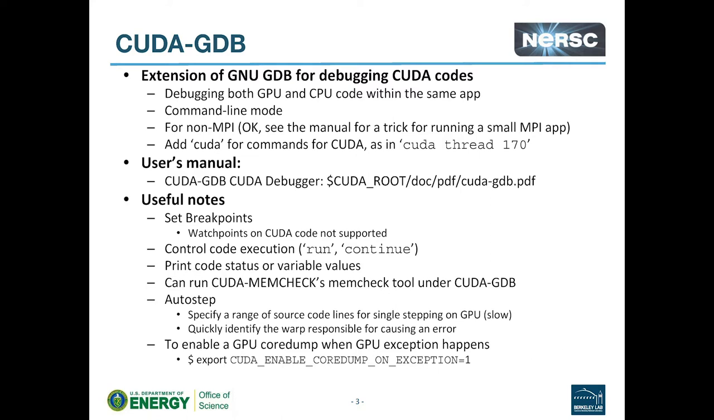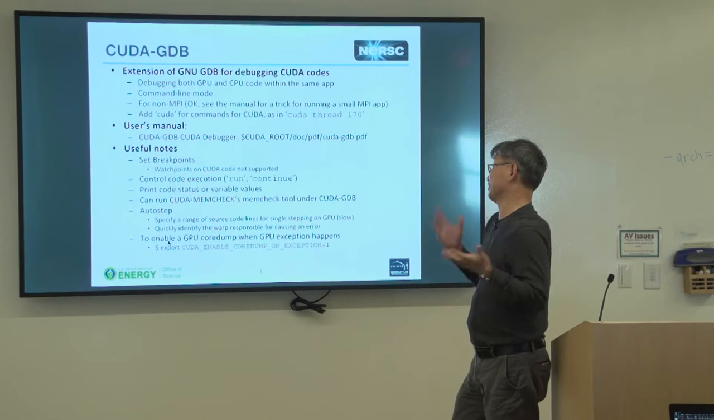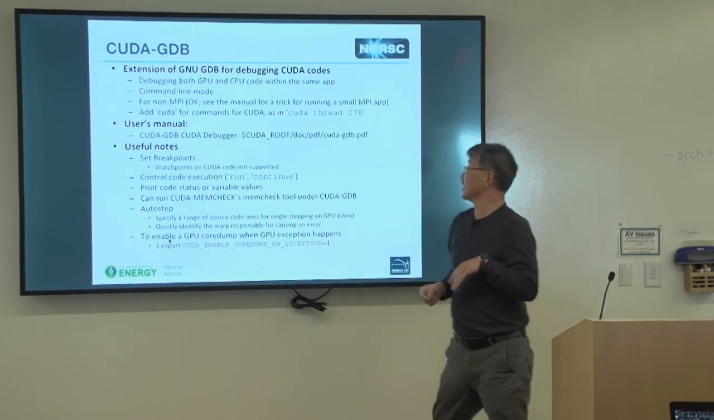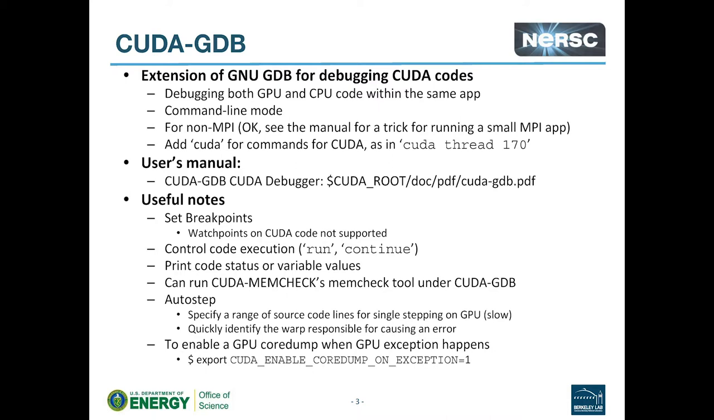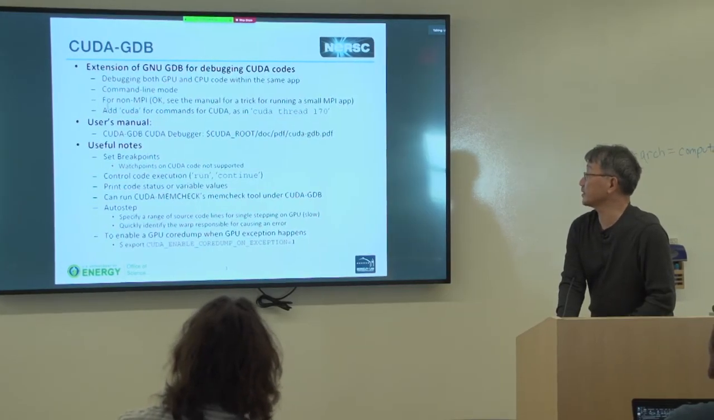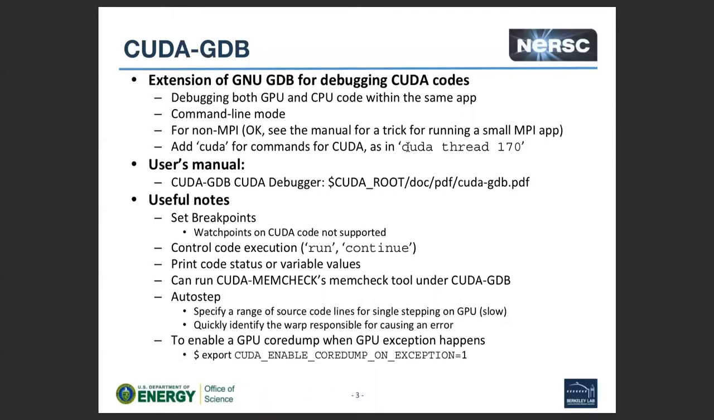So what is CUDA GDB? This is the extension of GNU GDB for debugging CUDA codes. You can use this for debugging both CPU and GPU code within the same application. This is a command line mode, and basically for debugging non-MPI code. But if you want, you can try a trick to use a small number of MPI ranks. One thing you should notice is that when you refer to some CUDA entity, you add cuda, like cuda thread 170. You are switching from whatever thread you are on to thread 170. That's the main difference from GNU GDB.